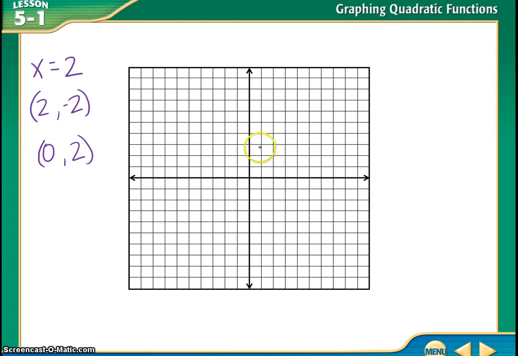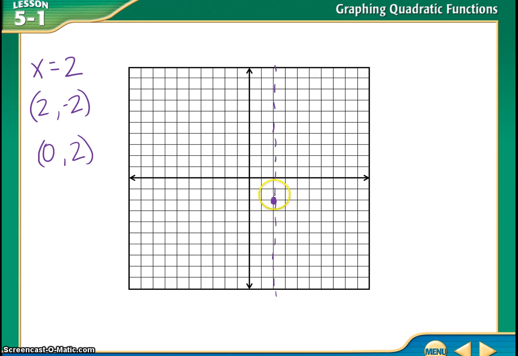Alright, so to graph it, all we're going to do is first do our axis of symmetry. So we're going to x equals 2. We're going to draw a dotted vertical line straight down. That's our axis of symmetry. Then we're going to plot our vertex on this line. So our vertex is at (2, -2), so we'll put a point here.